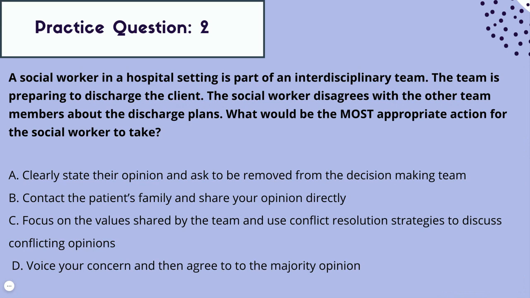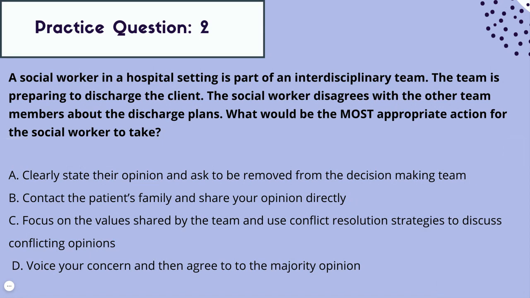I would start with ones that you can immediately eliminate. B for me is an automatic one that we can throw out. Contact the patient's family and share your opinion directly. First of all, that would break confidentiality to go directly to the patient's family, and that's just not the best practice, right? If we disagree, we're not going to go to the patient directly before discussing our concerns with the team themselves. So B is one that we can automatically rule out.